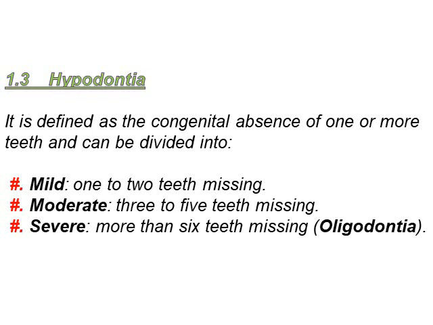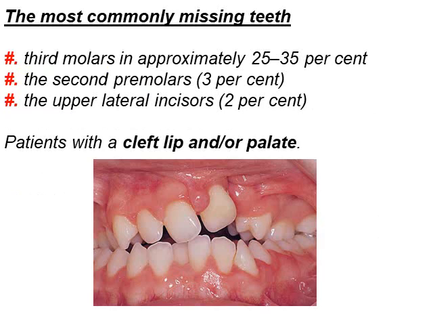Hypodontia. Hypodontia in general is defined as the congenital absence of one or more teeth and can be divided into mild, 1 to 2 teeth missing; moderate, 3 to 5 teeth missing; severe, more than 6 teeth missing, oligodontia. The most common missing teeth are third molars in approximately 25 to 35% of the population, followed by the second premolars 3%, and then the upper lateral incisor 2%. Missing teeth are also found more commonly in patients with cleft lip and/or palate.